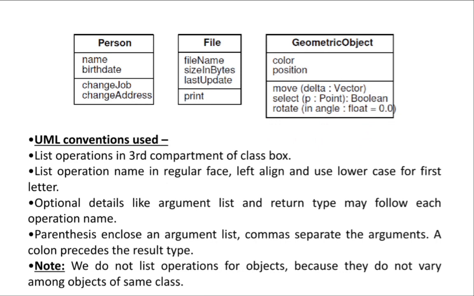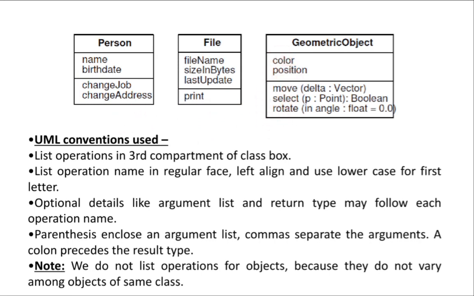Now we will see the UML notations. So what are the notations? List the operations in the third compartment of the class box. Yes, you already know that. List the operation name. Operation name should be in a regular face, left aligned. In the same way as attributes, operation name should be regular face and left aligned. And in the same way as the attribute, operation name should start with a lowercase letter. First letter should be lowercase for the operation also, same as the attribute.